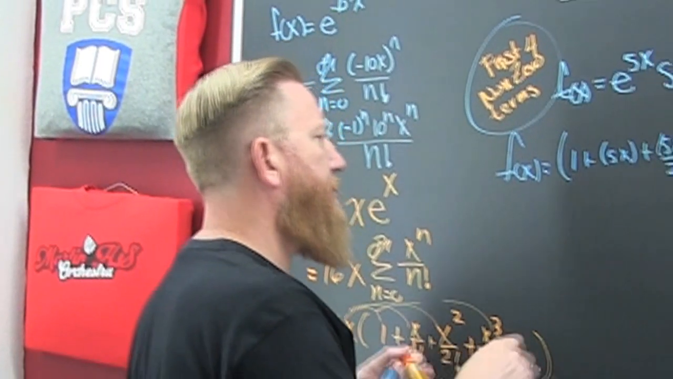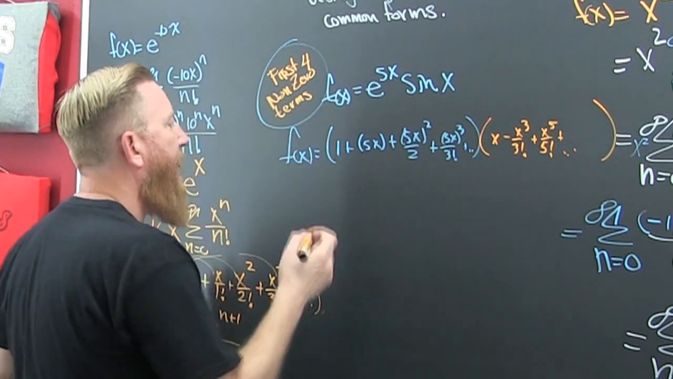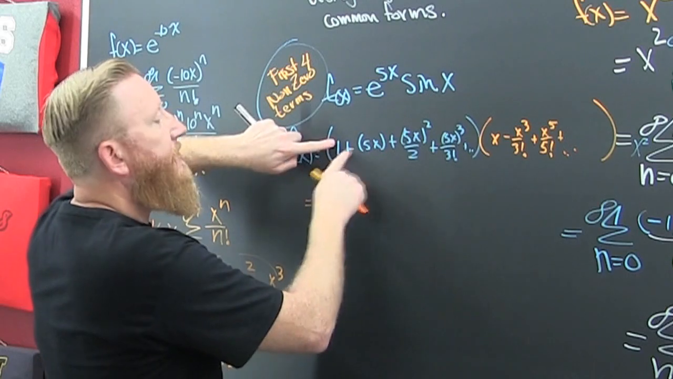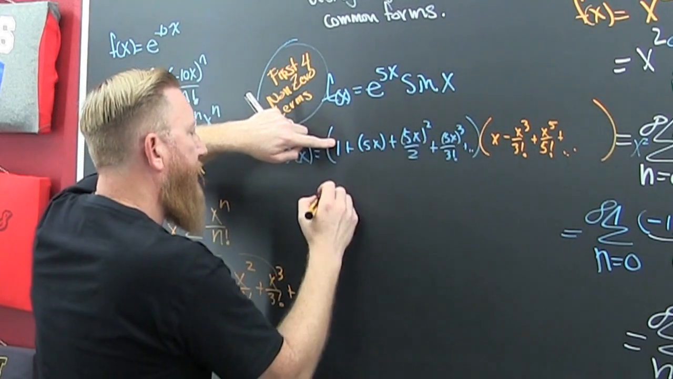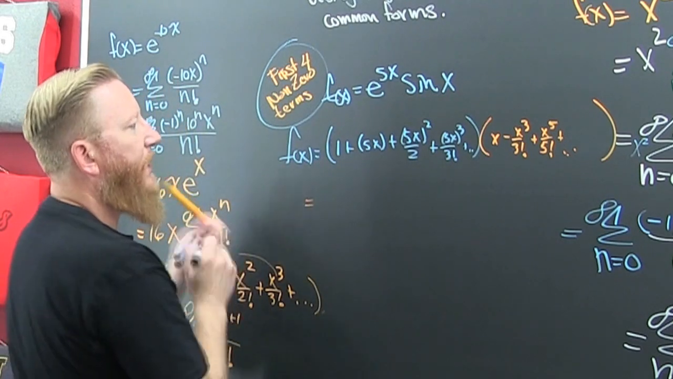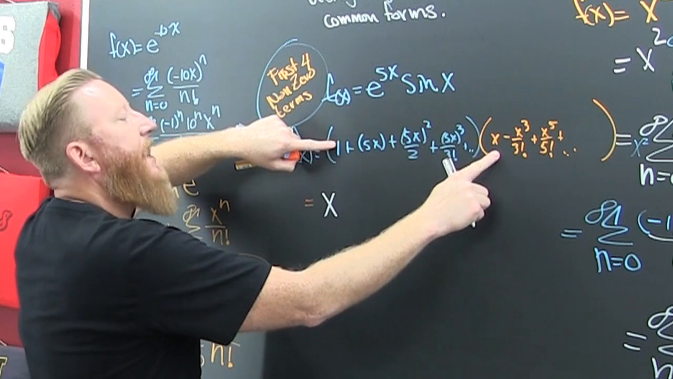Can we get a constant? Let's see, 1 times, I don't have any constants over there, so we can't get a constant. So my first term is the first power. So 1 times x is x, yeah, because that's there. What's next? X squared.